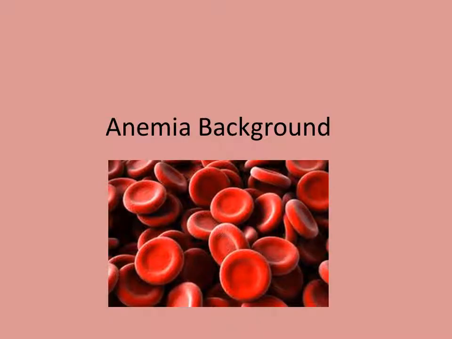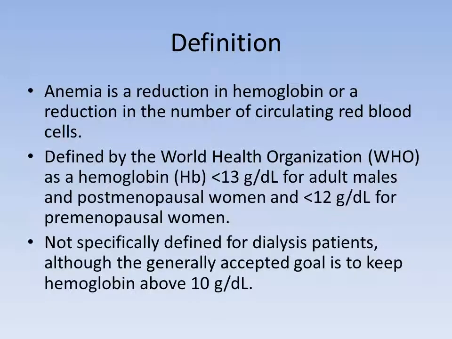So anemia. Anemia is defined as a reduction in hemoglobin, or a reduction in the number of circulating red blood cells. For people with normal kidney function, the World Health Organization defines anemia as a hemoglobin less than 13 grams per deciliter for men and less than 12 for premenopausal women. Anemia is not specifically defined for the dialysis population, although the generally accepted goal for dialysis patients is to keep the hemoglobin above 10.